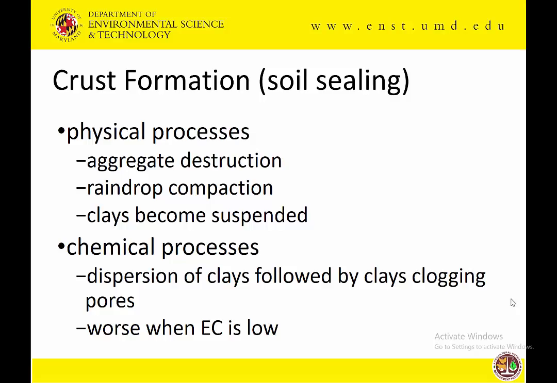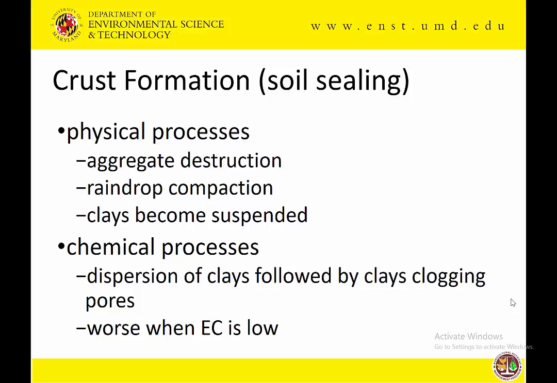All right? So the folks that study soil sealing and crust formation say, hey, it's really two things. There's physical processes, there's chemical processes. You've got to have aggregate destruction. There's also some raindrop compaction. It actually pushes things together. And when the aggregates are destroyed, the clays become suspended. They're in the water. All right?